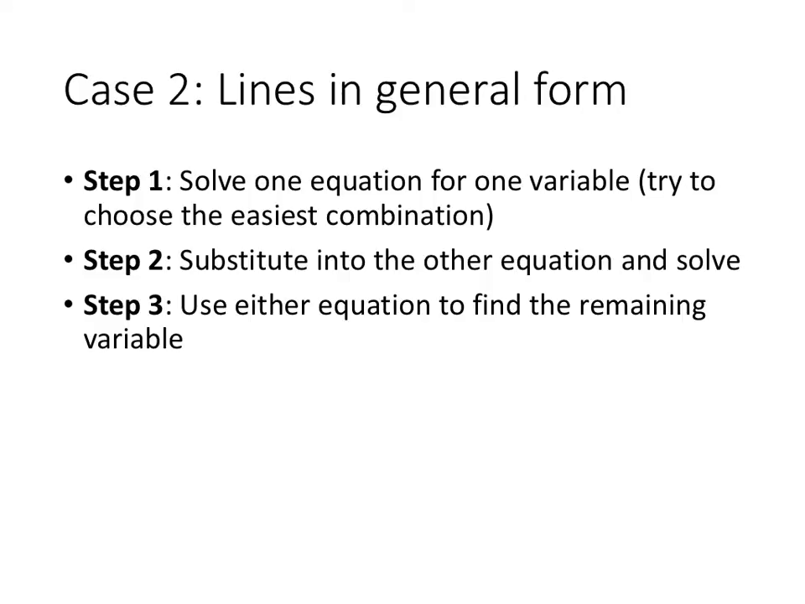Okay, now things get a little bit more complicated when the lines are in general form. We're going to follow this 3-step procedure. We're going to start by solving one of the equations for one of the variables. We're going to then substitute that into the other equation and solve. And then we're going to use either equation to find the remaining variable.